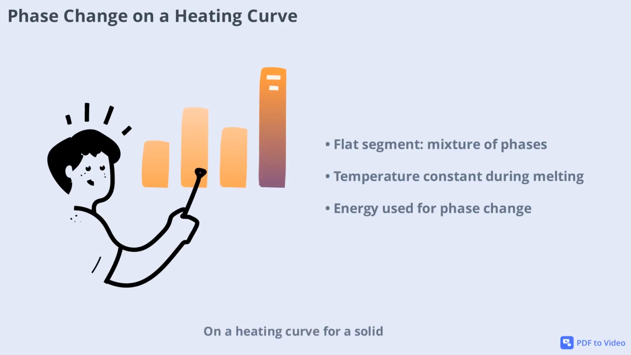On a heating curve for a solid, between which points is the substance partly solid and partly liquid? We'll analyze the graph, focusing on the segment where temperature remains constant, indicating a mixture of phases. Recognizing this is essential for interpreting experimental results and understanding the energy involved in phase changes.